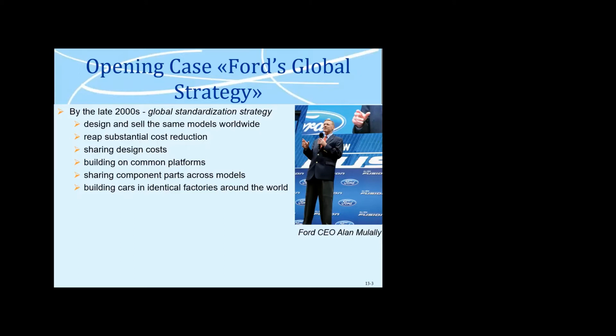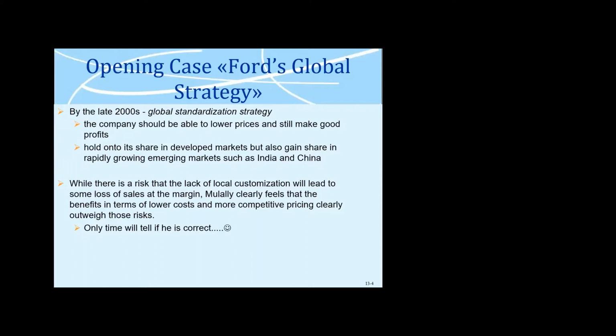So by using this strategy, Ford has the possibility to share the cost of design and tooling, and it can obtain much greater scale economies in the production of component parts. Moreover, since the different factories producing these cars are identical in all aspects, useful knowledge acquired through experience in one factory can quickly be transferred to other factories. And so this results in system-wide cost savings, and it is very important for a company.